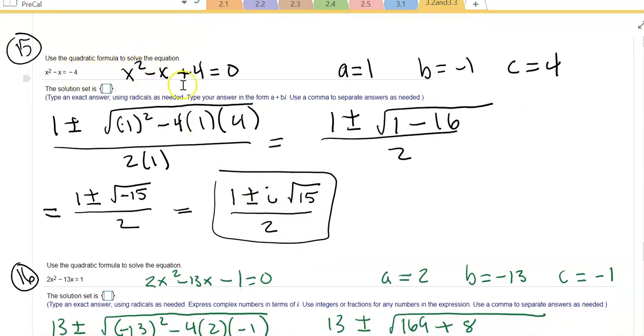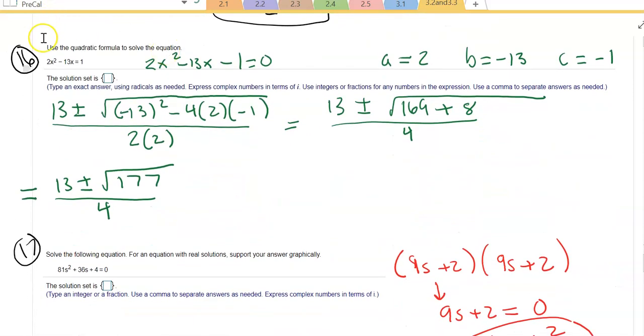And here we are. Make sure we get everything on one side. It has to equal 0. Here's my A, B, and my C. It's the first time that we have to deal with the square root of a negative number. Just pop that i on the outside. I can't reduce the square root of 15, and we're done. And make sure we get everything on the same side. My A, B, and C values. Plug it in. And as you can see, I can't reduce that 177, so there we are.